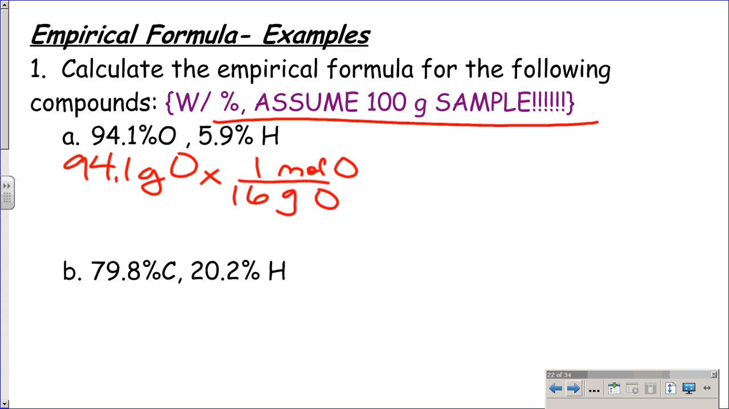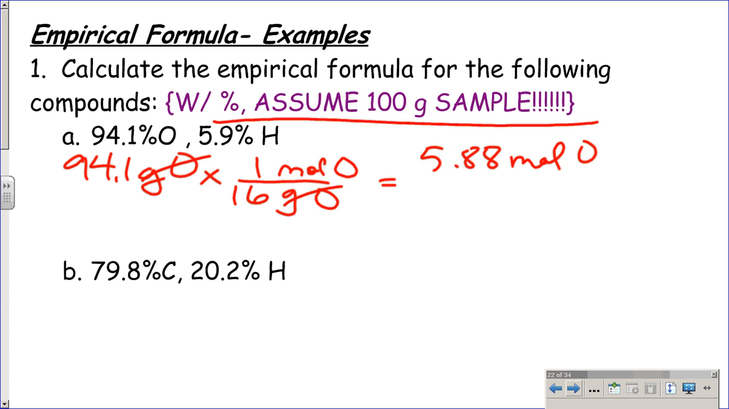This number in the front is going to change every single time. It's unpredictable. So I'm going to calculate 94.1 divided by 16. Calculator. So grams and grams cancel. Tell me what you get for moles. 5.8812. I'm going to stop at 5.88, okay? So I'm just going to truncate it. So this is how many moles of oxygen I just calculated, because that was step one. In the simple formula, take whatever you get to moles.